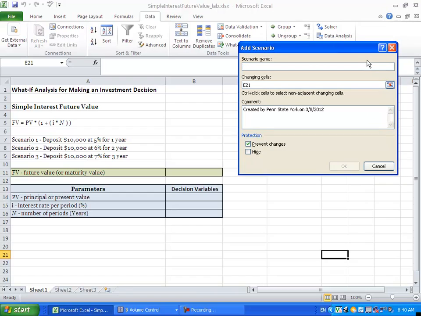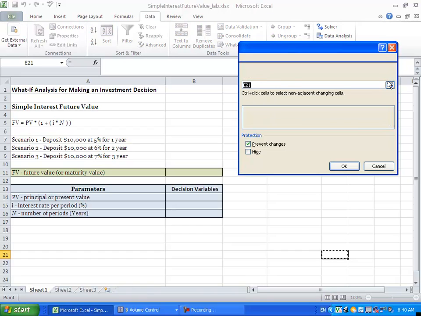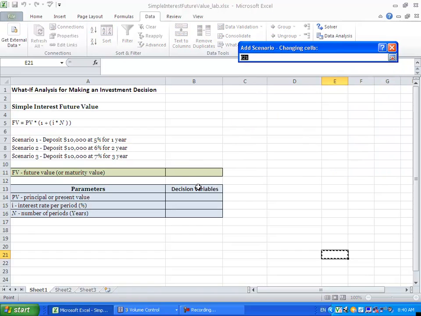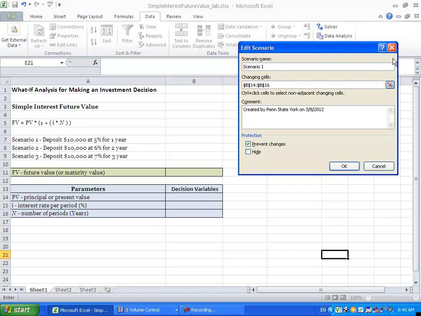and we give it a name that makes sense to us, and we'll just call this scenario one. And scenario one is by changing what cells. Well, the cells that we're going to actually change are our decision variable cells. So that would be B14, 15, and 16. Click OK.